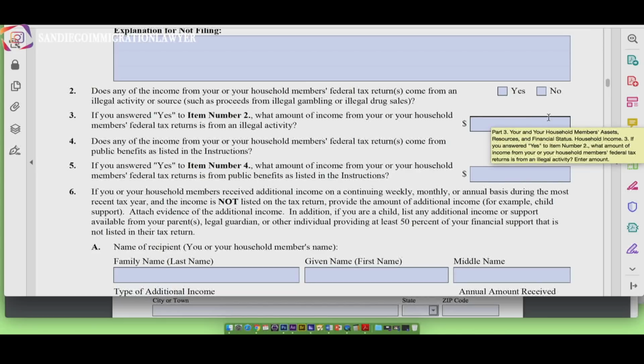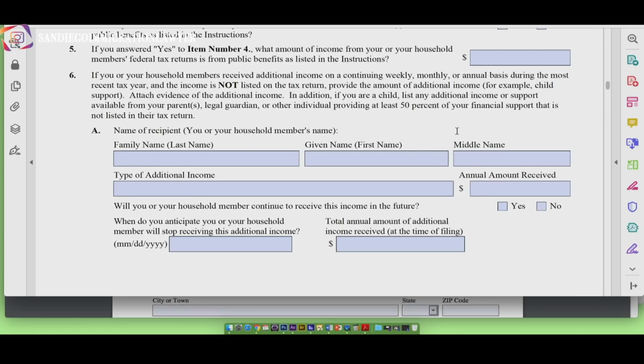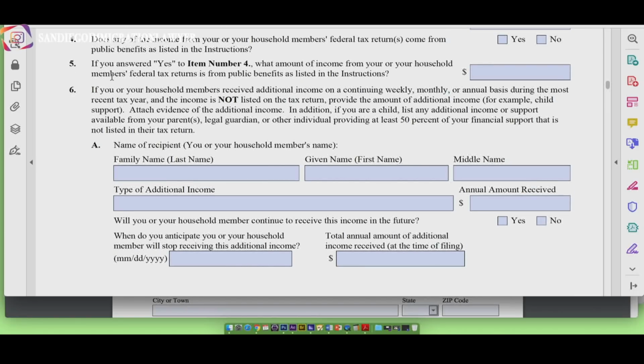I don't know who would do that, but they do ask you to be honest. The next question is, does any of the income from your or your household member's federal tax return come from public benefits? This is a really important question, because if you received public benefits, you're going to have to answer yes. And there is a list in the instructions of what is considered public benefits.